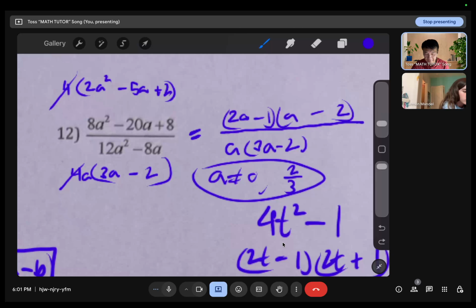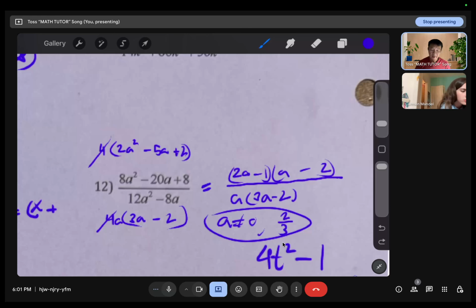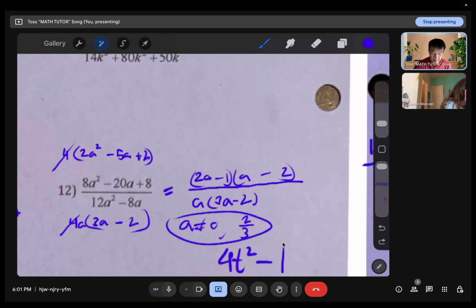Double check the denominator. 4a times 3a, that's 12a squared. 4a times negative 2, that's negative 8a. So there's nothing wrong. This one, you only factor out the 4. So the final answer could be written like this. You don't have to write that factored one. Just leave the one that you got left right here, over this on the bottom.